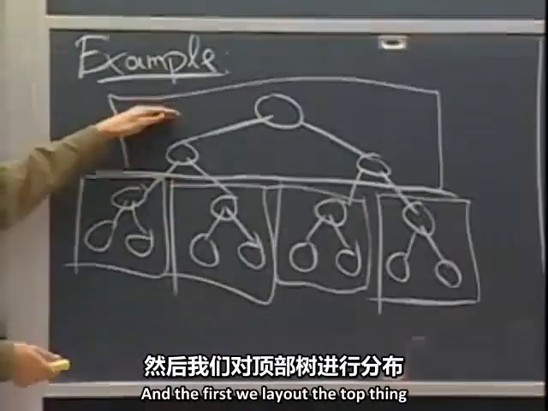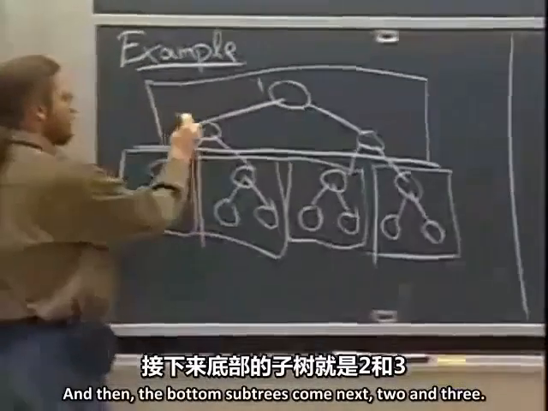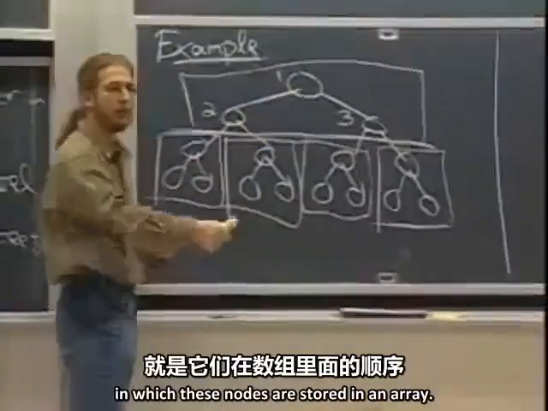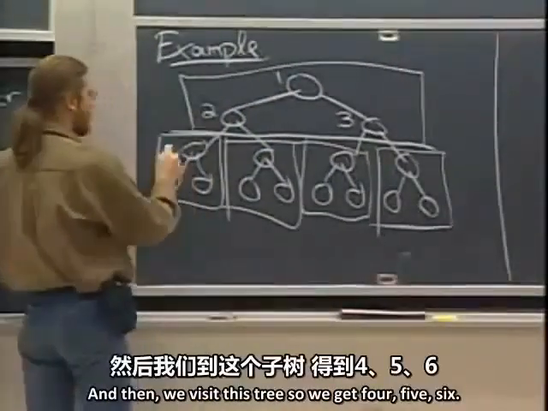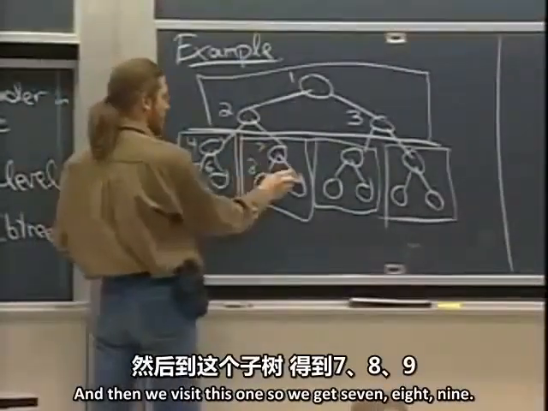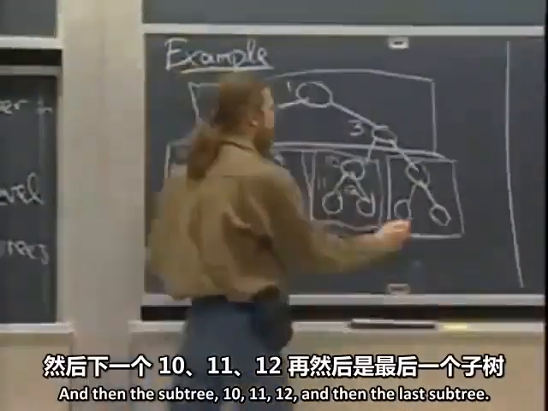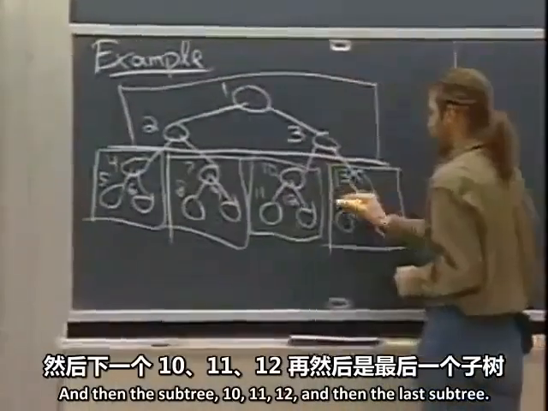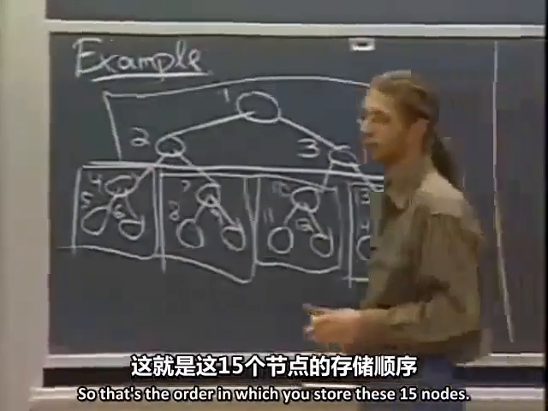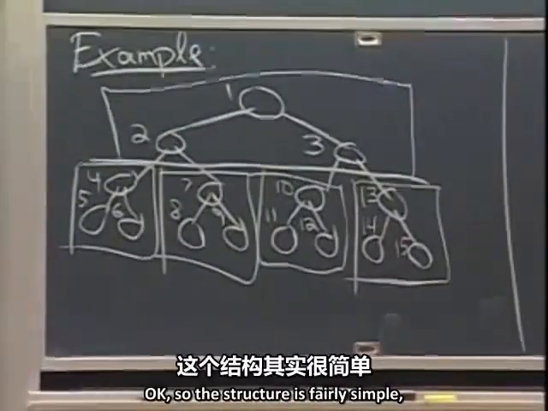And first we lay out the top thing, where we divide in the middle level. We say, OK, this comes first. And then the bottom subtrees come next, 2 and 3. So I'm writing down the order in which these nodes are stored in an array. And then we visit this tree, so we get 4, 5, 6. Then we visit this one, so we get 7, 8, 9. And then this subtree, 10, 11, 12. And then the last subtree. So that's the order in which you store these 15 nodes. And you can build that up recursively. OK, so the structure is fairly simple.